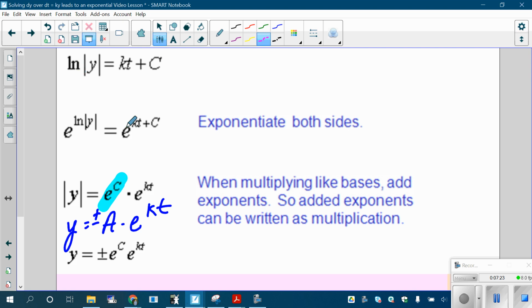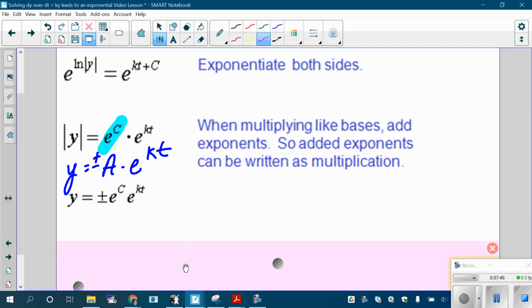I'm going to flip it into exponential form, exponentiate both sides. I'm going to get something like this. I'm going to take this e to the kt plus c and rewrite it as e to the c times e to the kt. And I'm going to replace that e to the c with a different variable. I'm going to call it a. What is the point of all this?